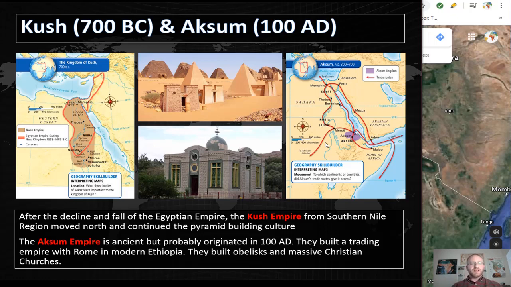As the slide says at the bottom, the Aksum Empire is ancient, but probably originated in 100 AD. They built a trading empire with Rome in modern Ethiopia. They also built obelisks and massive Christian churches. The Aksum Empire would eventually become Ethiopia and is considered the oldest Christian state. Some people believe that the Ark of the Covenant brought to Israel during the Exodus is stored in the Church of Our Lady Mary of Zion in Aksum, Ethiopia. Now you can see this church pictured here in the center.